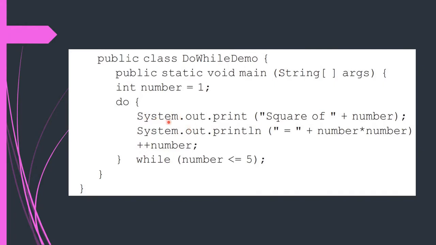So here the statements are System.out.print("square of " + number), and then System.out.println(" = " + number * number). These are the same statements as we talked about in the while statement, because here we want to print this statement after the previous one in the same line. That is why we use System.out.print, and the System.out.println statement for printing the next line in a new line.